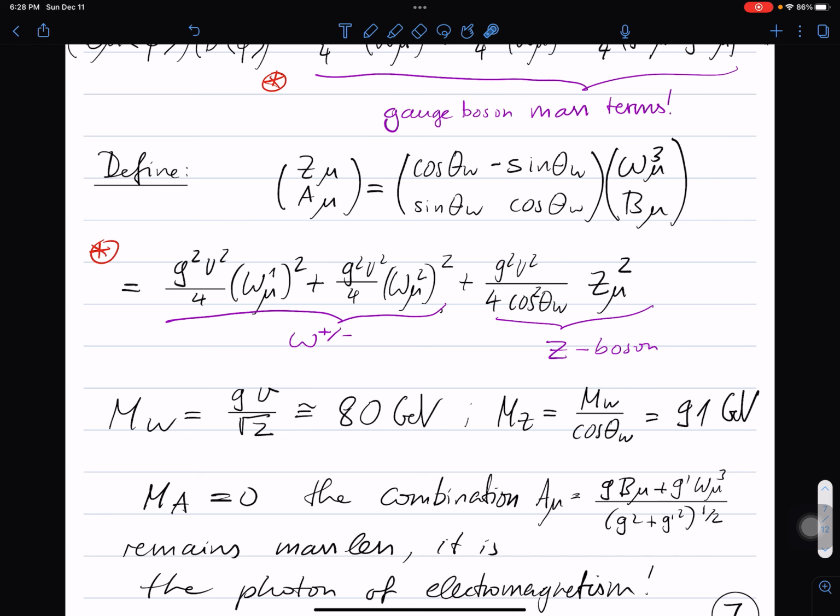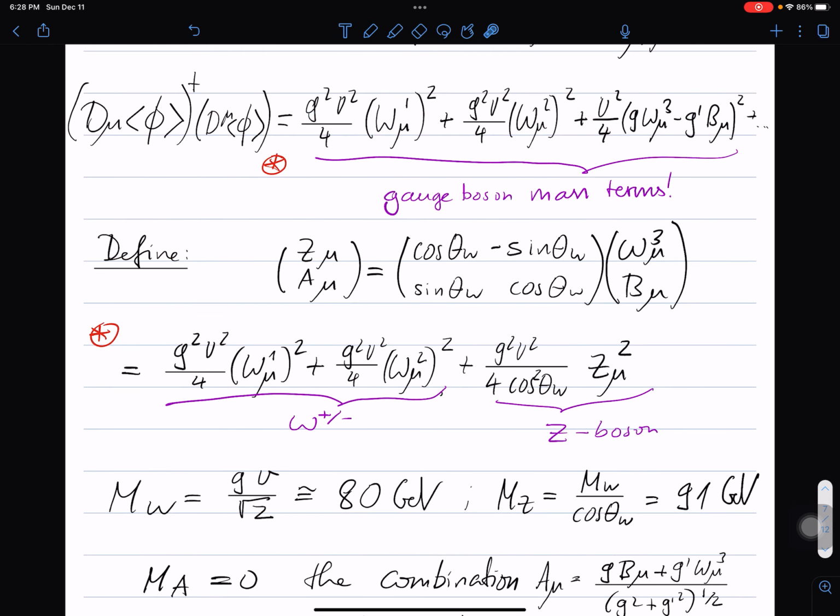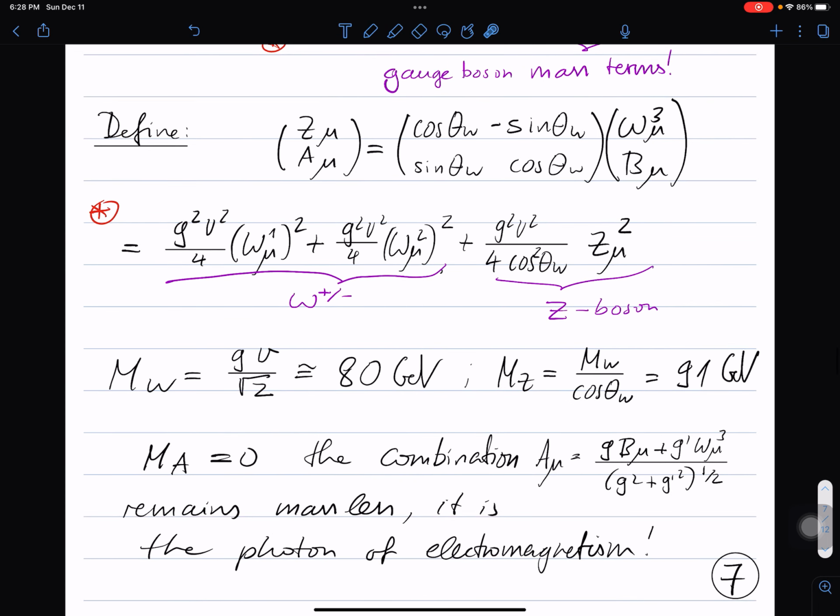This is called the Weinberg angle, and it's related to the relative strength of the g and g prime couplings. And so this is the rotation angle, so it has to be smaller than 1. So you divide by a number smaller than 1, you get a larger mass. So the Z boson is somewhat heavier than the W boson, at 91 GeV.